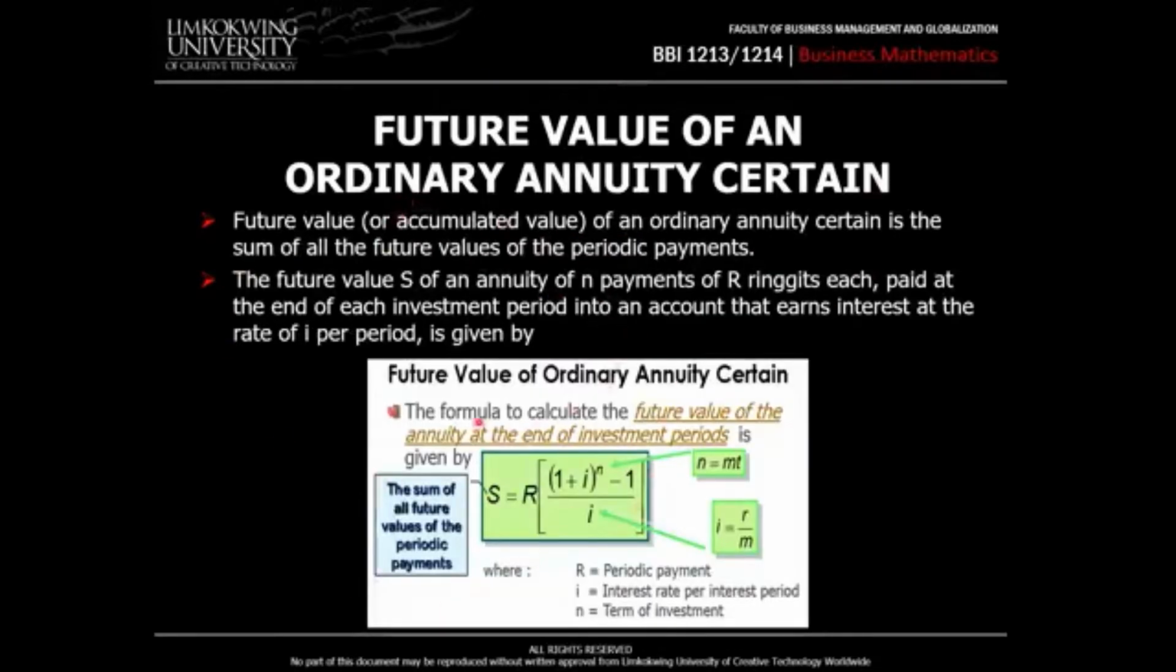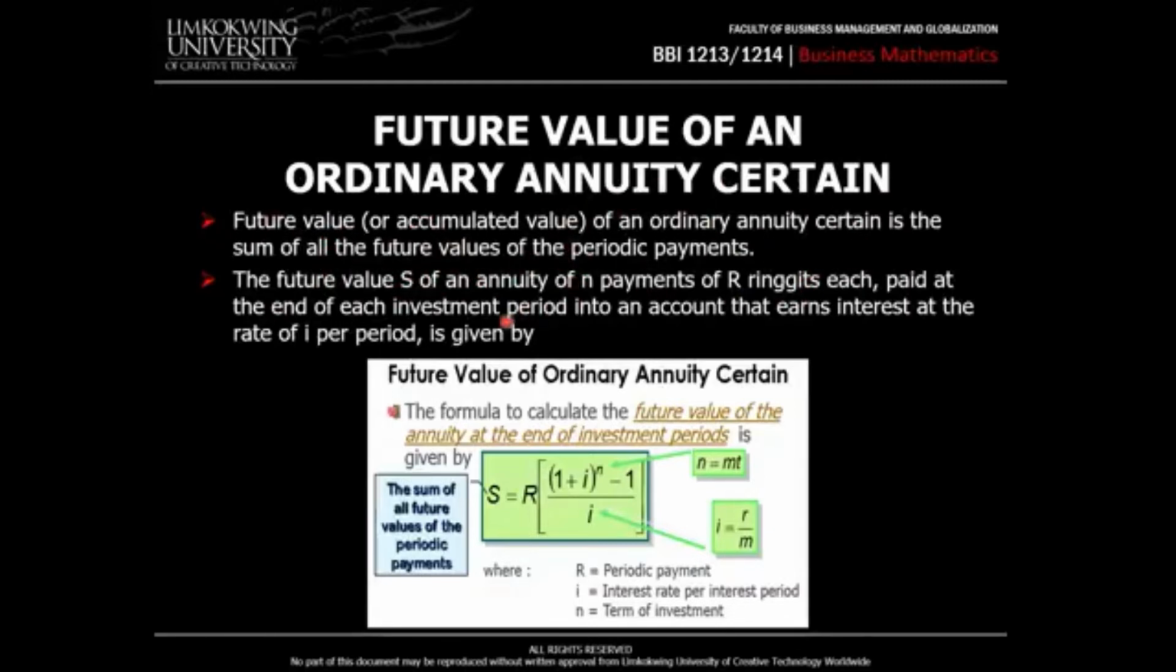Okay, now we look into the future value of an ordinary annuity certain. We will be using a different formula for the future value in an ordinary annuity certain. Future value is also known as accumulated value, because at the end you will have a new amount after the interest has been added or charged. It is the sum of all the future values of the periodic payments.